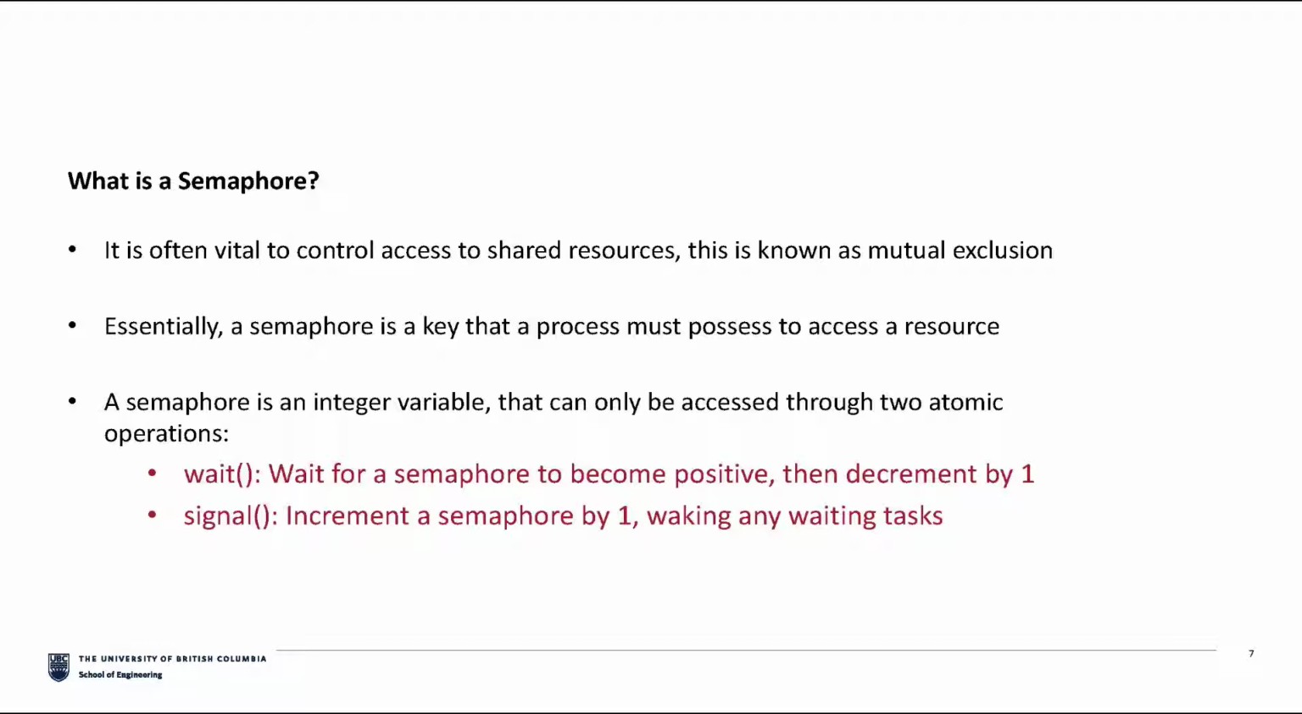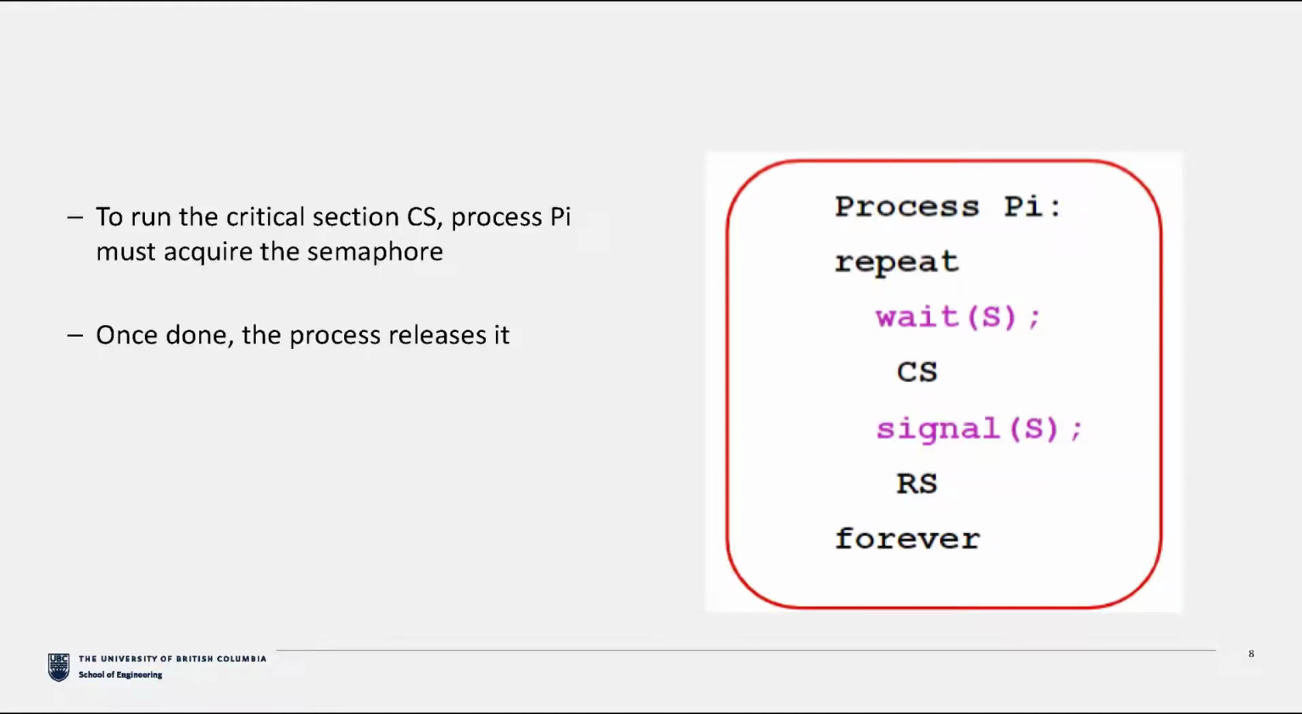In actuality, a semaphore is an integer variable, typically initialized to 1. When a process wants to access the resource, it performs a wait operation. This checks to see if the semaphore is positive. If it is not, the process must wait until it is. Once this happens, the process can acquire the semaphore, or key, and decrement the value. Once done, the process then uses the signal operation, incrementing the semaphore and notifying any waiting processes. This can be seen here. Process Pi issues a wait operation to acquire the semaphore, runs its critical section, and then releases it. This is the most basic setup you will see to access a semaphore.